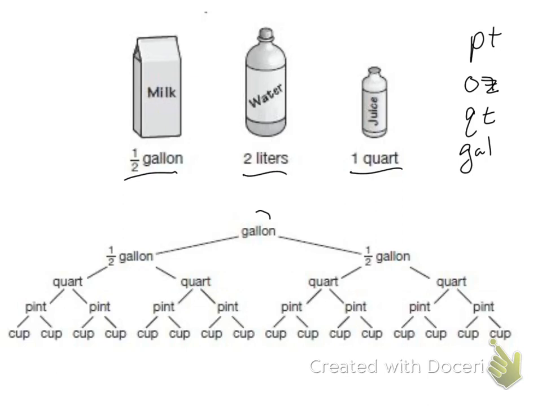Okay, so 1 gallon is the same as 2 half gallons. A half gallon is the same as 2 quarts. A quart is the same as 2 pints, and a pint is the same as 2 cups.